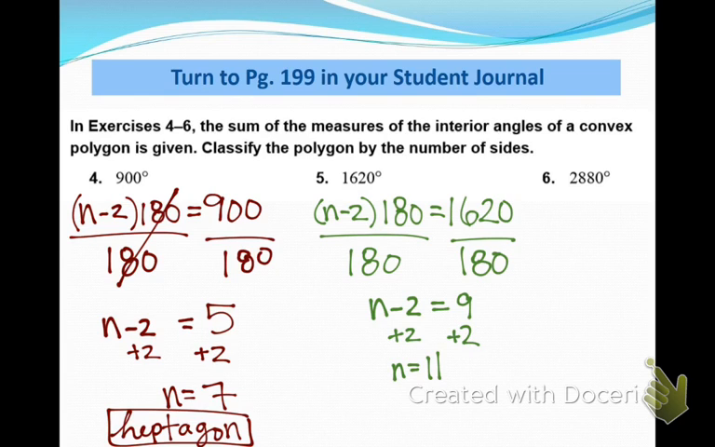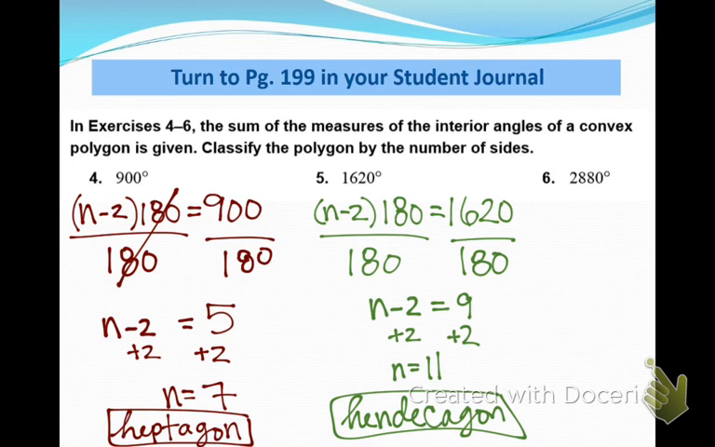n equals 11. This is hendecagon. That's 11. Wait, so 3 is triangle. Yes. Then what would 13 be? Tridecagon. It's okay. If you get larger than 12, just write that number.